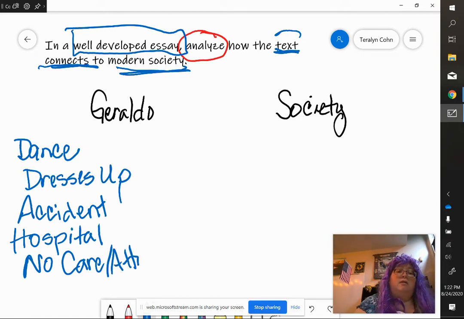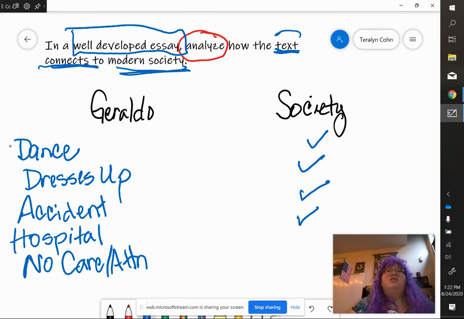Attention. All right. In modern society, are there dances? Yes. Do we dress up for those dances? Yes. Are there car accidents? Yes. Do we have hospitals today? Yes. Do some people in our society not receive the attention and medical care they need? Yes. So you can see all the connections here, right?